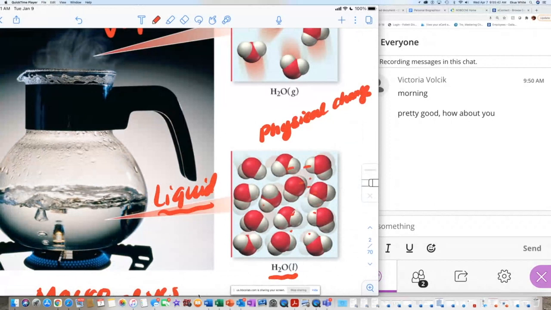I'm trying to make sure I don't go to Chem 1412 because I'm teaching 1412 and I'm teaching 1411, and the concepts sometimes overlap. But anyway, we're looking at a physical change.